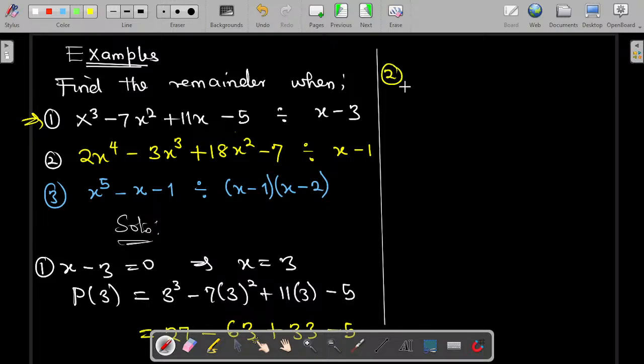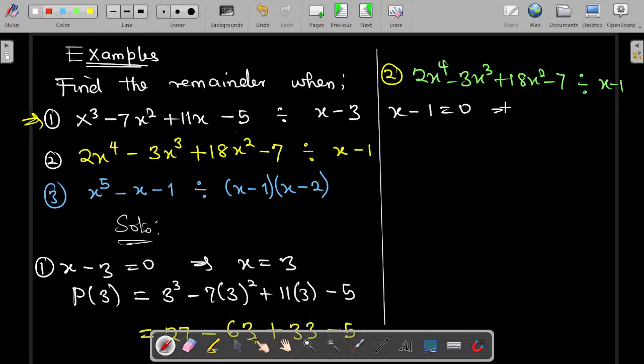Here we have 2x raised to power 4 minus 3x raised to power 3 plus 18x raised to power 2 minus 7 divided by x minus 1, and we want to get the remainder. So what do we do? The same process. You pick your x minus 1 and then equate it to 0. So immediately you will get x equal to 1.